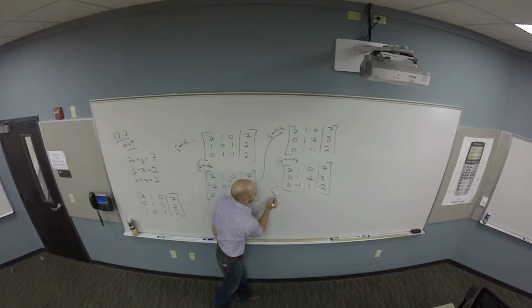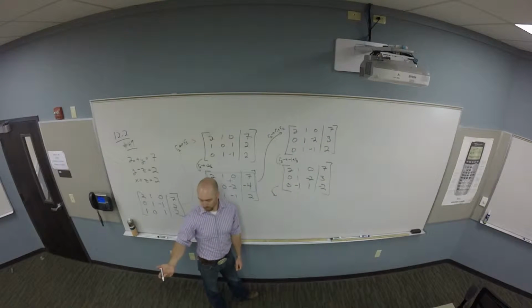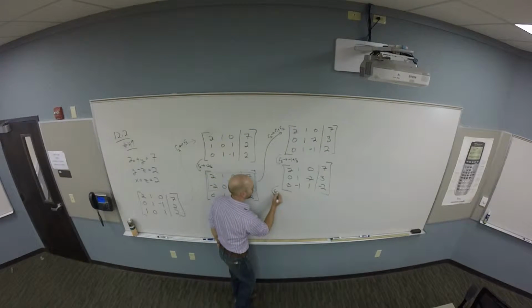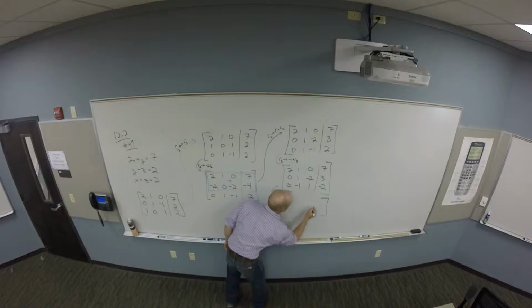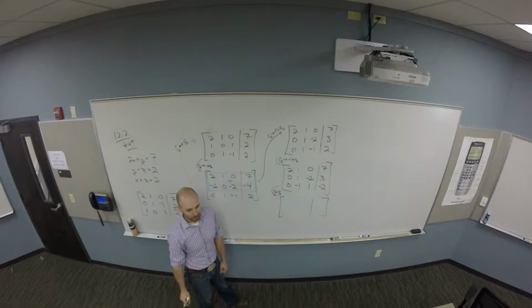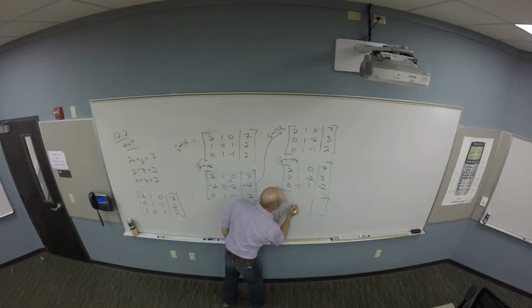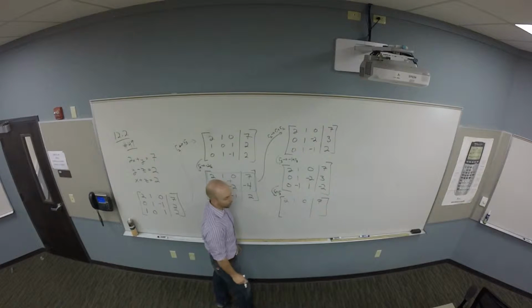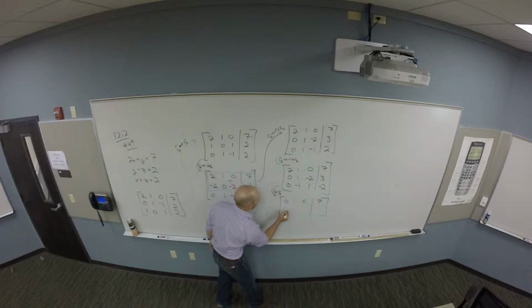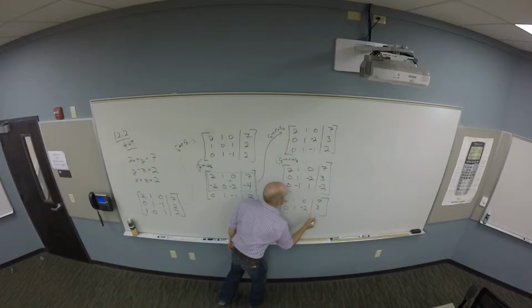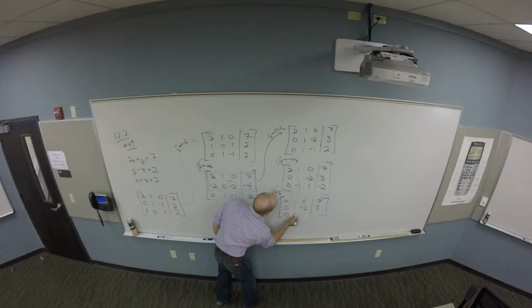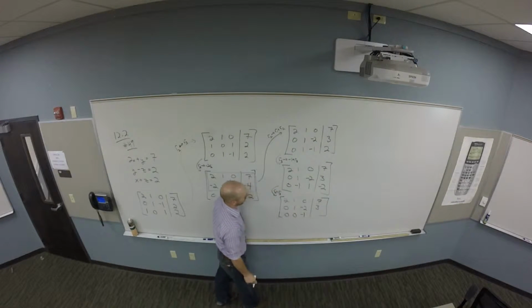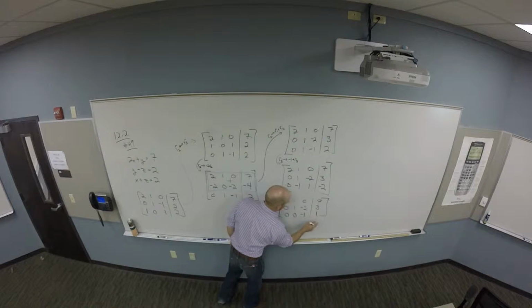Okay, now what are you going to do? Yeah. You're going to take row 2, add it to row 3. Okay, so how about your first row? Same thing. 2, 1, 0, 7. Okay, middle row. Same thing. 0, 1, -2, 3. Third row. 0, 0, -1, 1.